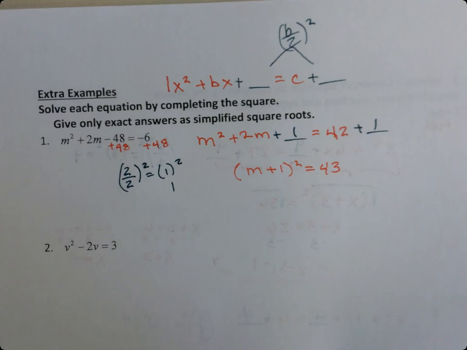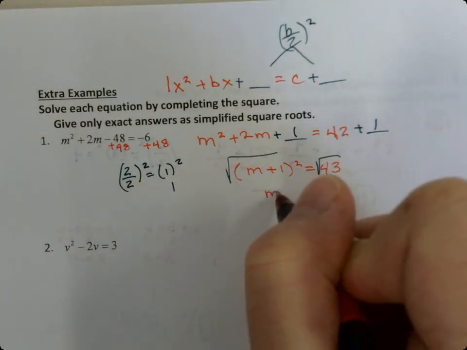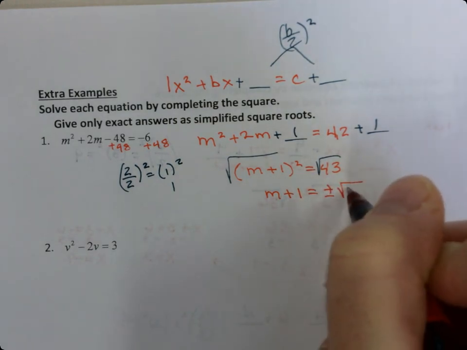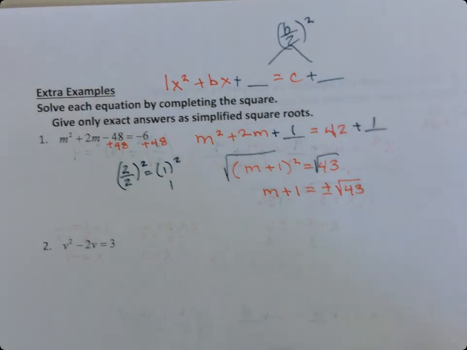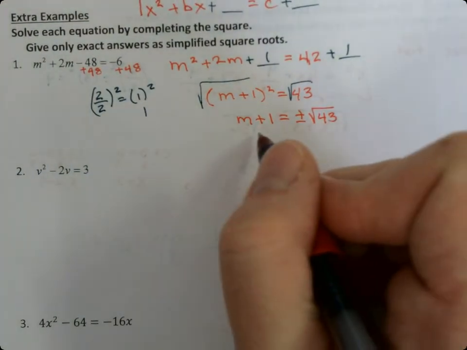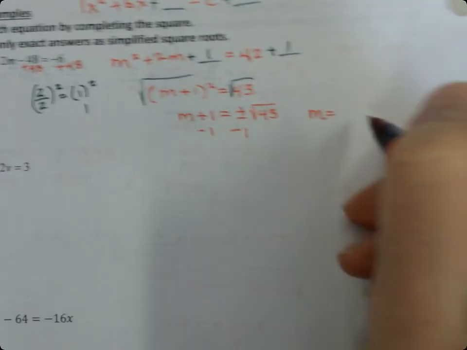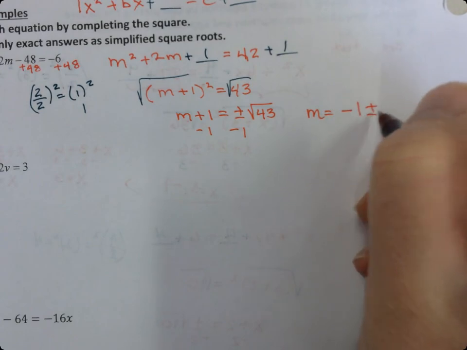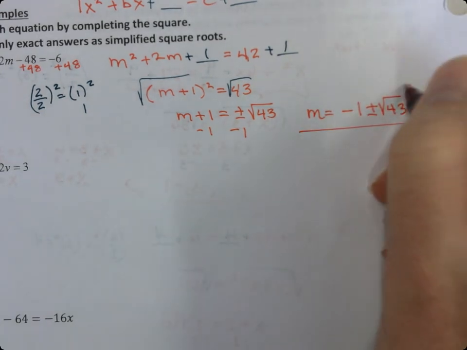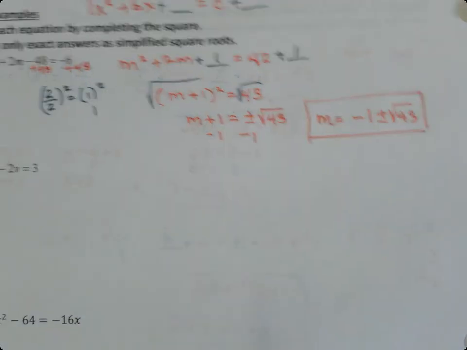And then I'm going to come in and take my square root and get m plus 1 equals plus or minus, and I'm not able to break 43 down. If I'm correct, 43 is a prime number. So I'm stuck with that. I'm going to subtract 1, and my final answer will look like this. Negative 1 plus or minus the square root of 43. This is the exact answer. It says give only exact answers, so that's what we want.